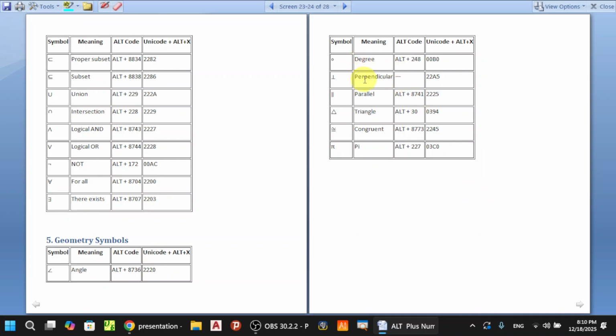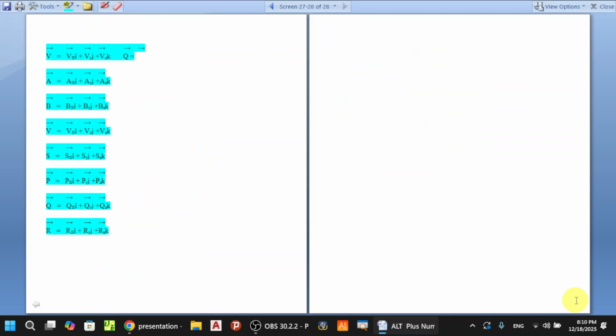These are also the degree symbols, the perpendicular, the parallel symbol, the triangle, the congruent symbol, and pi. These are all very important for you. You can refer to them and use them. See, I just used those shortcuts to write vectors. Let's say you are a physics teacher who is going to teach about vectors, like vector v equals vx i plus vy j plus vz k, and you want the arrows on top of the vector to show that it's a vector. So you can use those symbols and shortcuts.